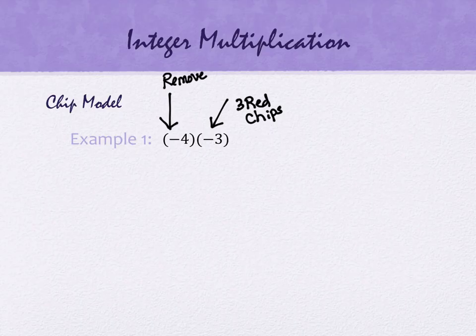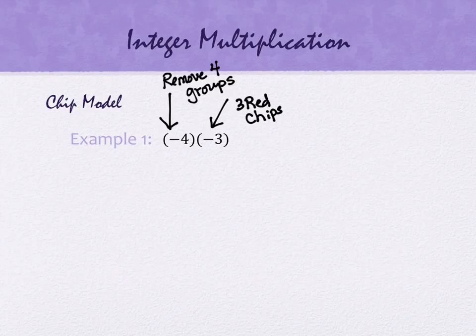Okay, so if it were positive, we'd be adding things in. If it's negative, we're removing. Okay, so one of the negatives is red chips. The other negative is a removing feature. The number itself is talking about the groups. This is removing 4 groups. So if we read it in words, the way that I've written it, I'm going to remove 4 groups of 3 red chips. Okay, is that all right? Remove 4 groups of 3 red chips.